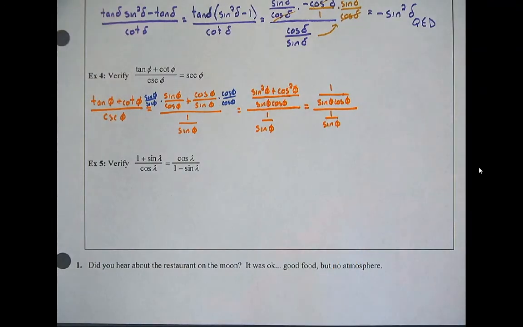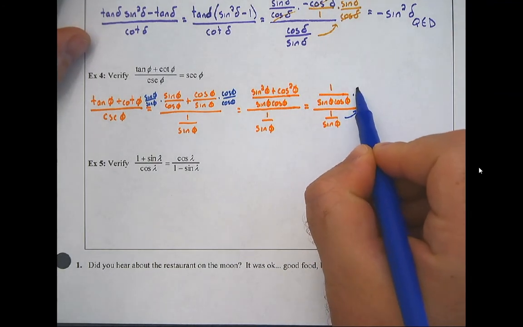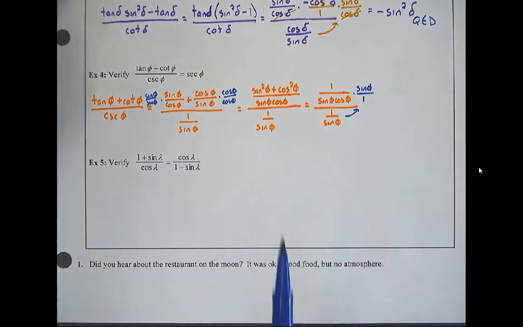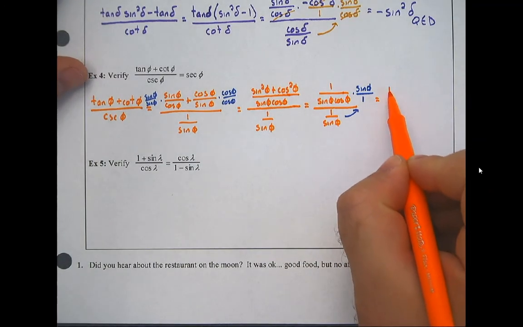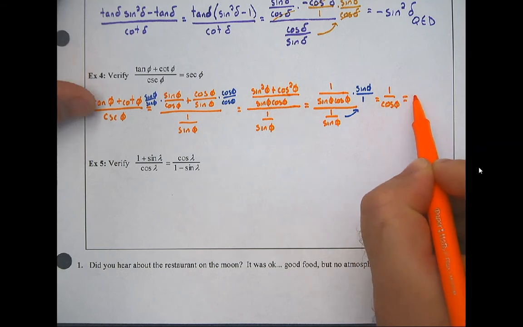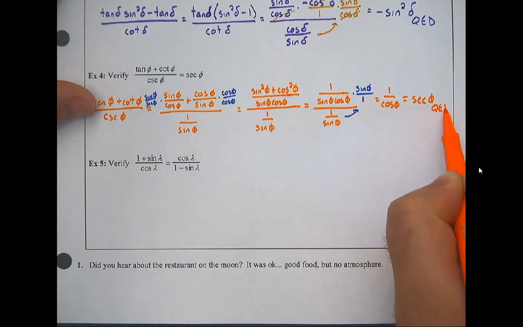At the end of the day, this is a fraction divided by a fraction, which nobody can do. So instead we flip and multiply. Okay, so the sine on the top is going to cancel with the sine on the bottom. So the sines are going to be gone, and I'm left with 1 over cosine. But what is 1 over cosine? 1 over cosine is secant. QED.